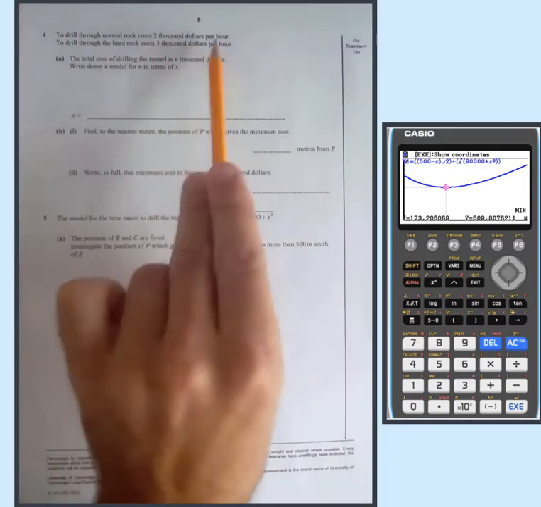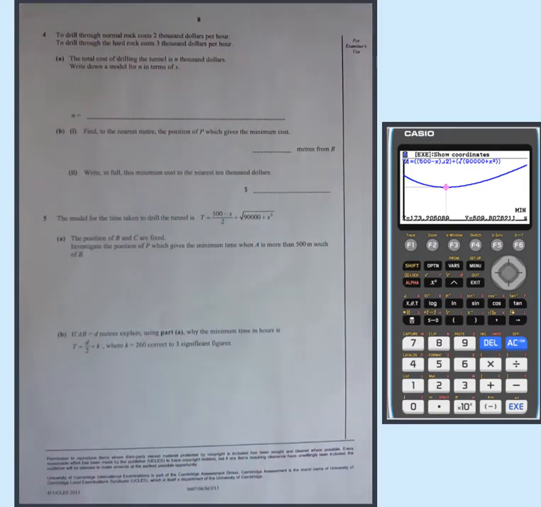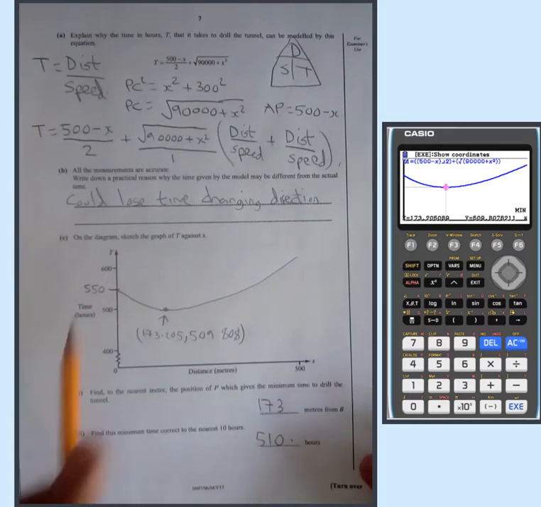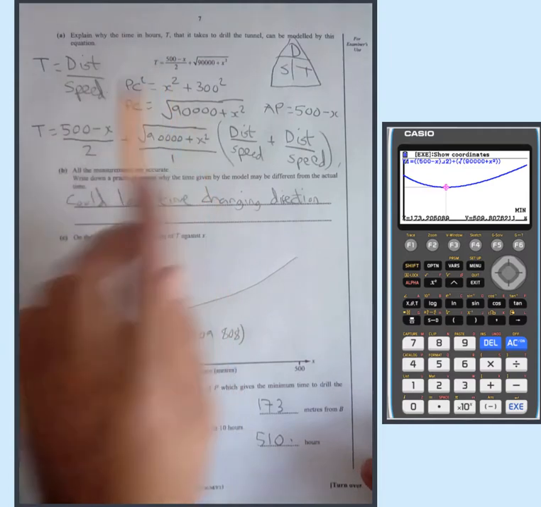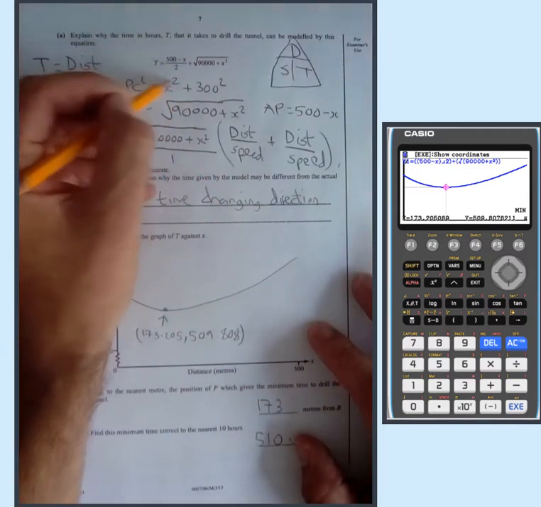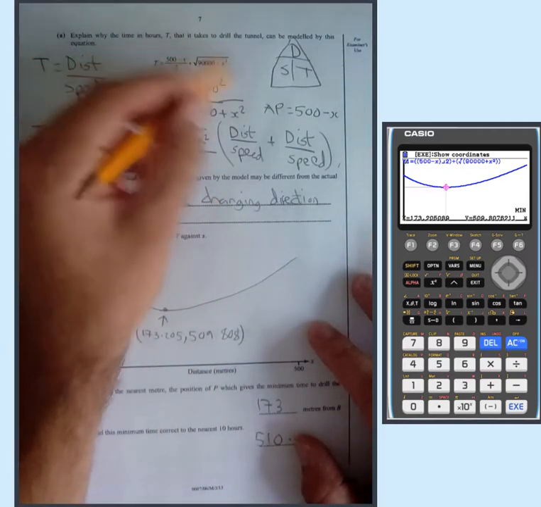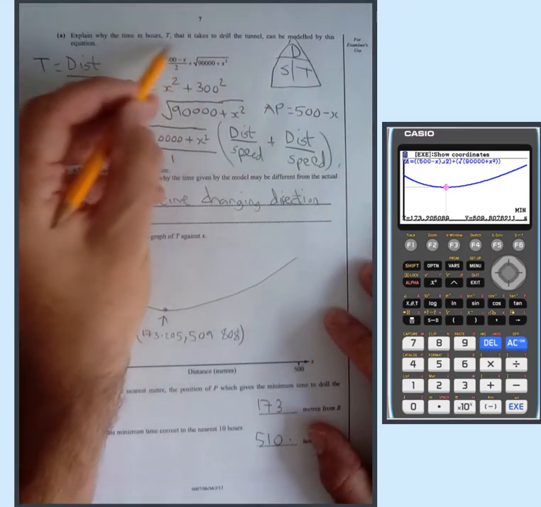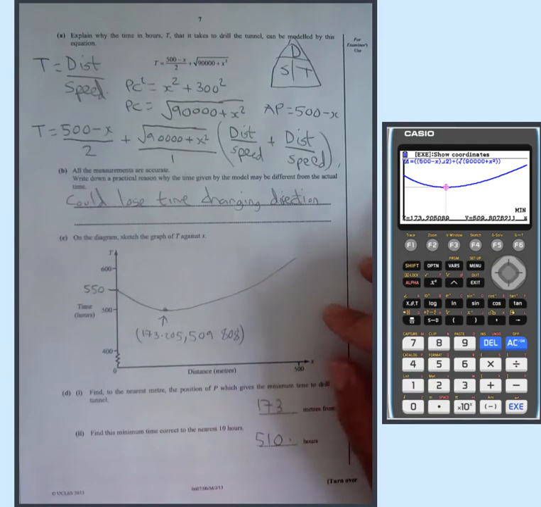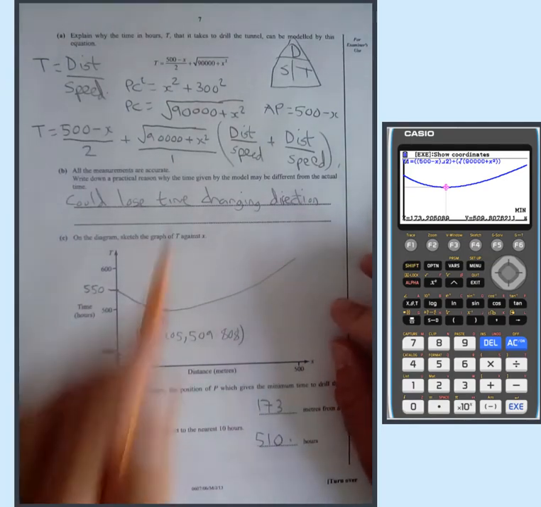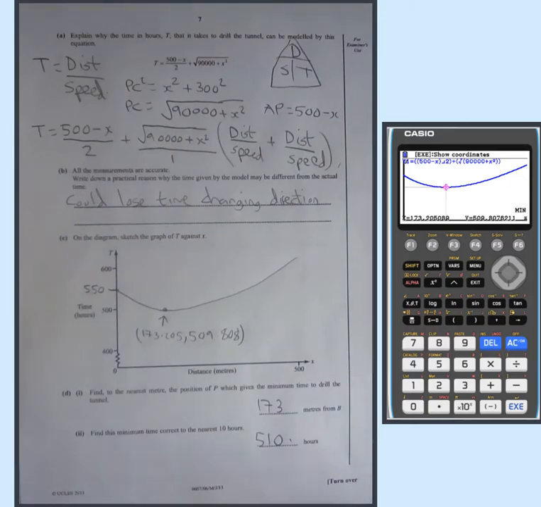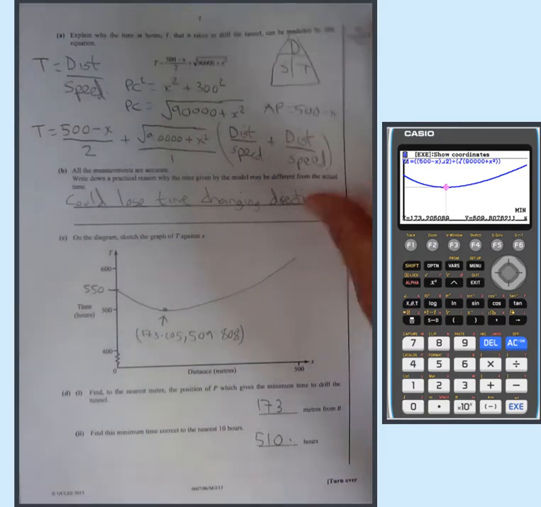This is $2,000 per hour. And if you look at the model in terms of time, this gives a time in hours, t in hours. And remember, this bit of the model is the normal rock, and this is the hard rock. So all we really need to do is take this number and times it by the cost per hour to drill through normal rock. And all we need to do is take this bit and times it by the cost per hour to drill through the hard rock.